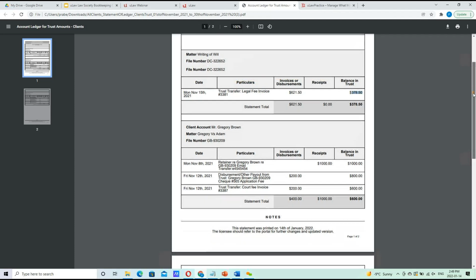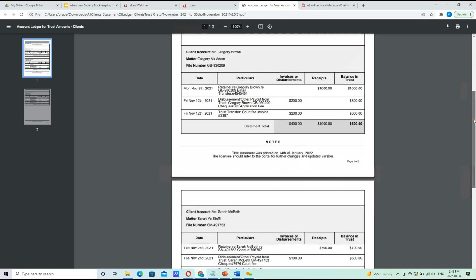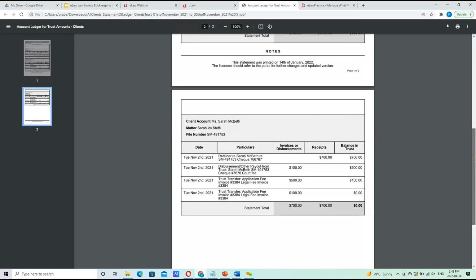You have Gregory Brown with another balance. Last but not the least, you can see Sarah Macbeth has a 0 trust balance because the $700 was what she provided to the legal firm, and over a period of the next few days, that $700 was moved through invoices from trust to general.